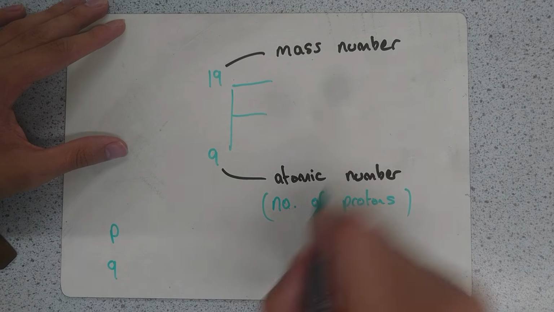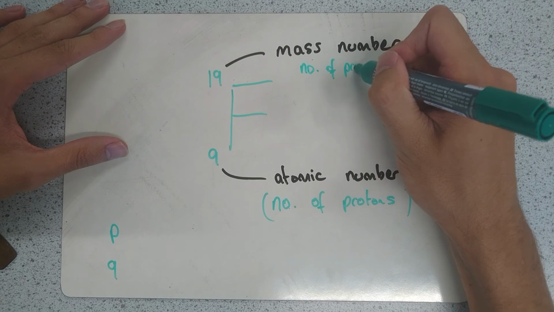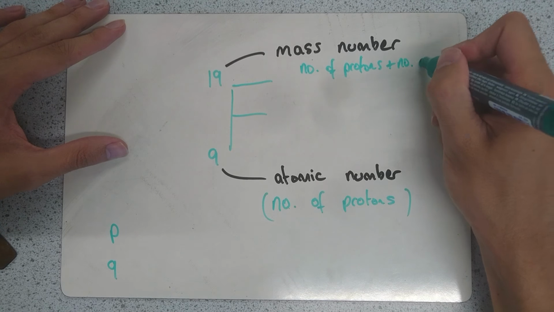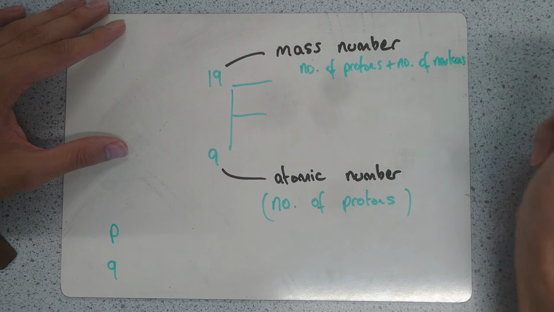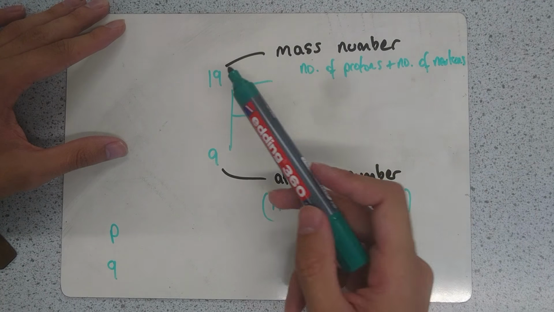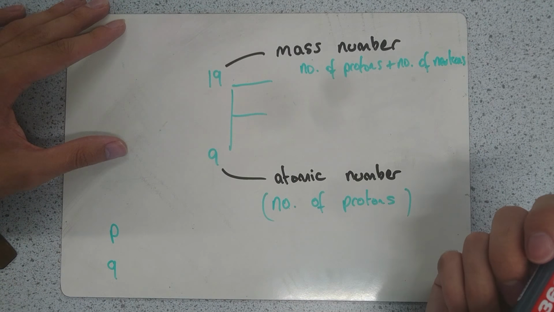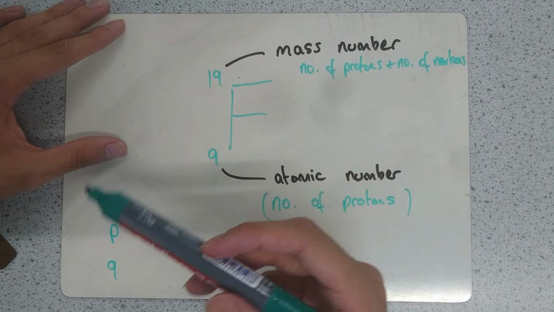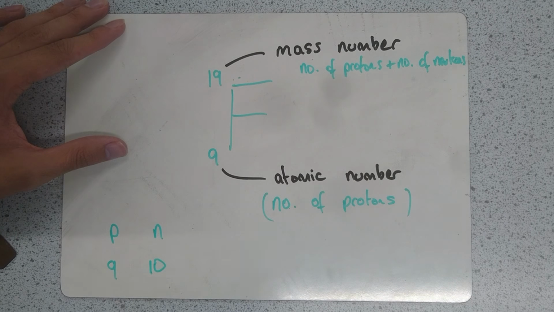Now, the mass number is the number of protons plus the number of neutrons. So we've got 19 overall. We know we have 9 protons. So to work out the number of neutrons, we just do 19, take away 9. So our neutrons are 10.